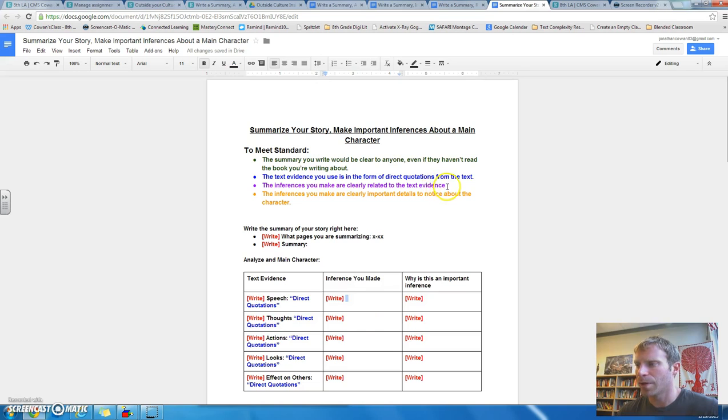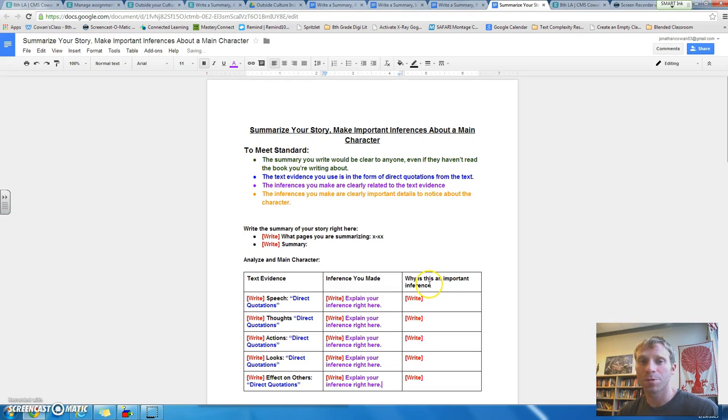And so an inference you made needs to be clearly related to the text. So explain your inference right here. So when you explain your inference right there, that needs to be very clear that it relates to this direct quotation that you chose. So you'll explain your inference right there. So you'll do that all as you go down there.